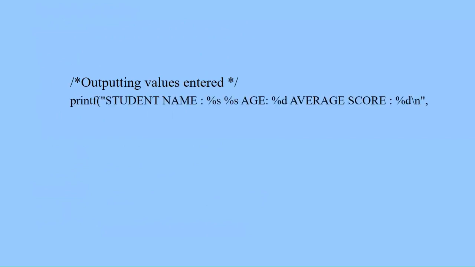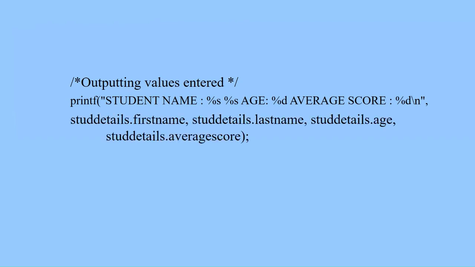We display those as headings and format those spaces. So student name, age, average score. So this is going to write out the student name, the age, average score. The output will read as follows.